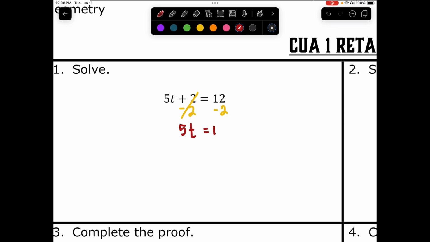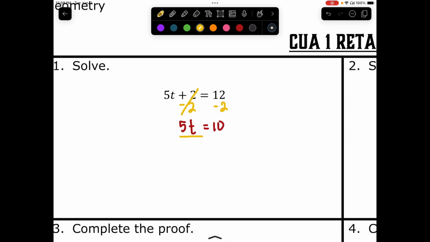12 minus 2 is 10. Then we're going to divide both sides by 5. That will undo the 5 times t, leaving us with just t, and 10 divided by 5 is 2.